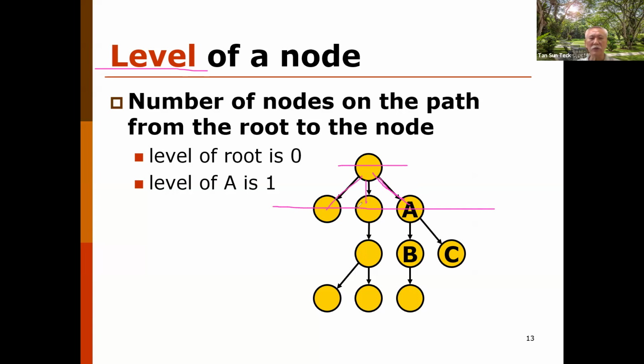But if you're talking about the path up to here, each of them has one node to reach the root. So A has level 1. B and C will have level 2, because to go from C to the root you have to go through two nodes. So the number of nodes on the path from the root to the node is 2. That is the definition of the level. So this is level 0, this is level 1, this is level 2, and so on.